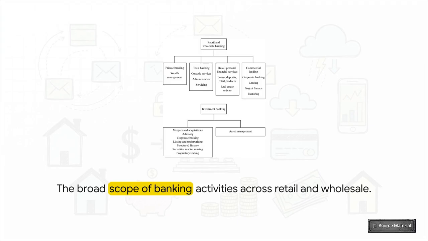And a bank pulls this off because of its massive, diversified balance sheet. They pool all these different risks together across a huge scope of activities. You've got retail banking handling your everyday personal loans and deposits, right alongside massive commercial lending, private wealth management, and high-octane investment banking. By diversifying across millions of everyday customers and thousands of businesses, the bank can safely transform those short-term deposits into long-term loans.